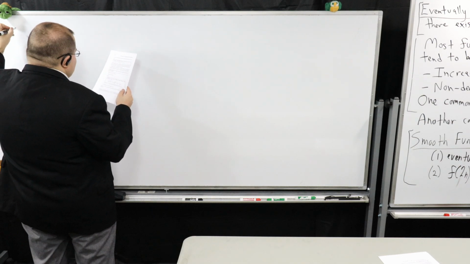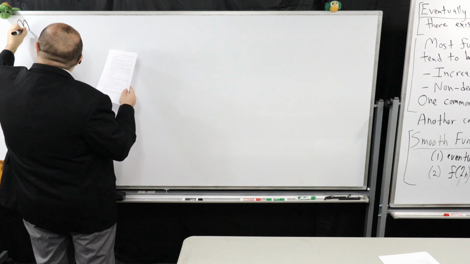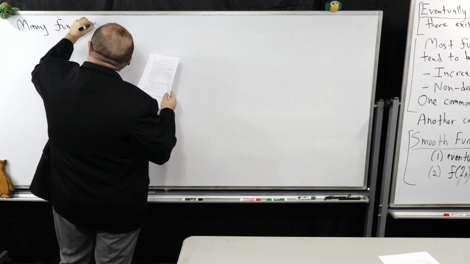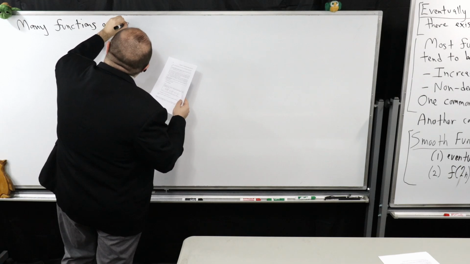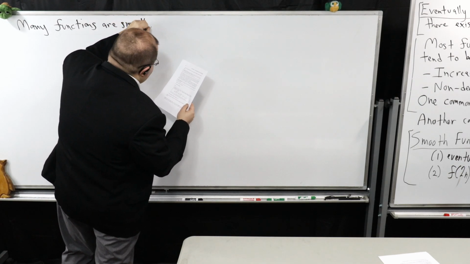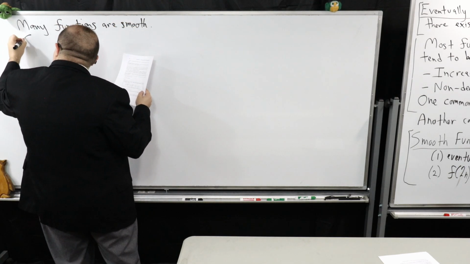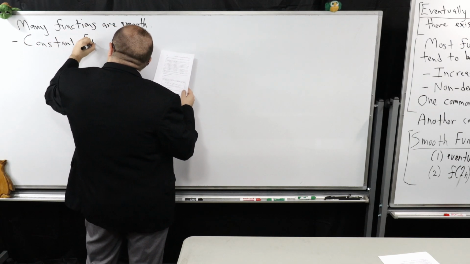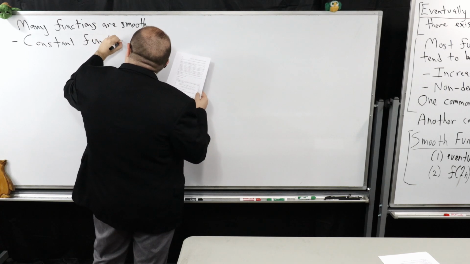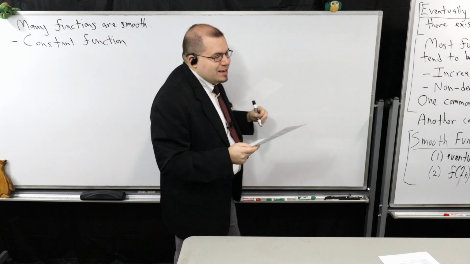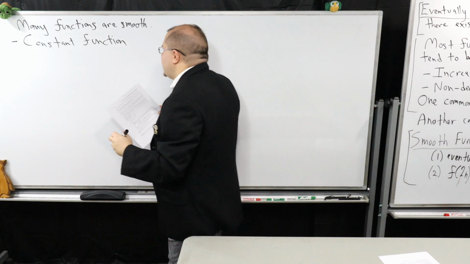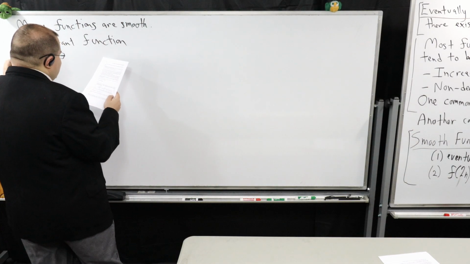So I want to just clarify a couple of things. Many functions are smooth, so I just want you to be aware of that fact. For example, constant functions. If I gave you f of n equal to 1, or some constant d, you can know right away that that's smooth. So a constant function is most certainly smooth.